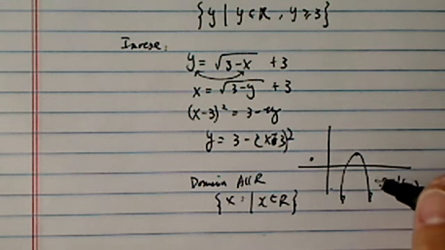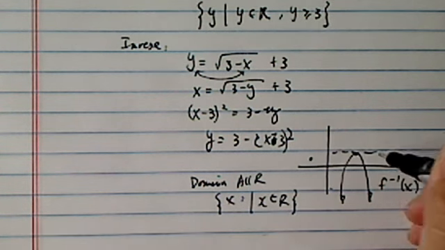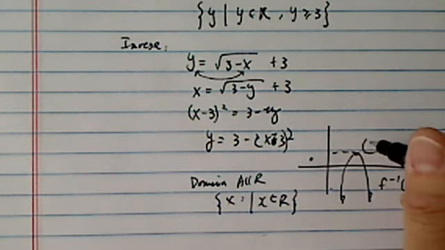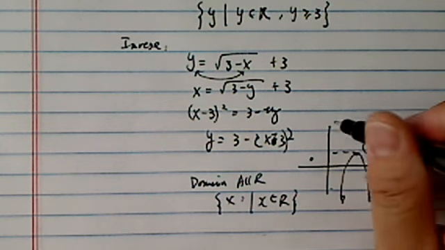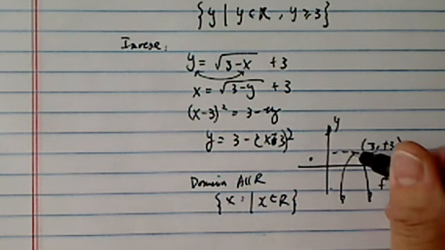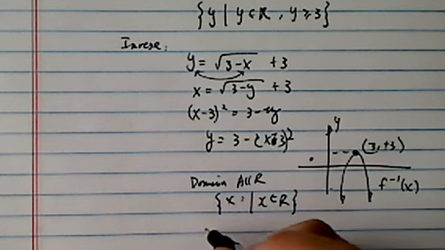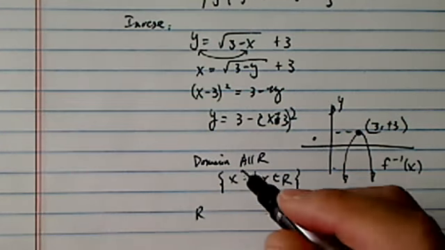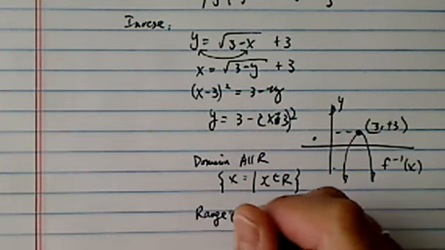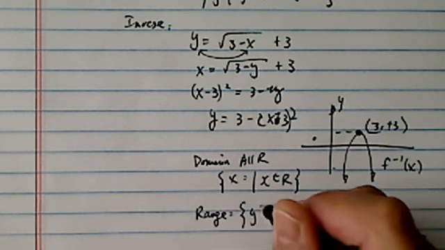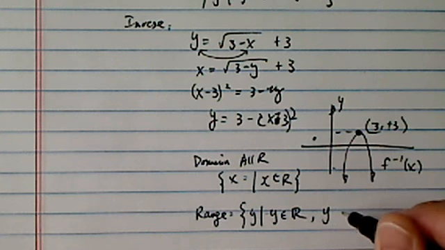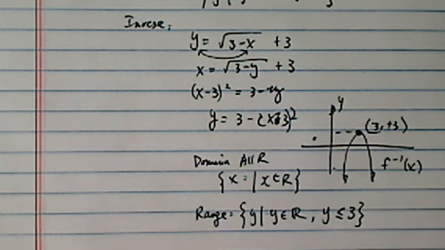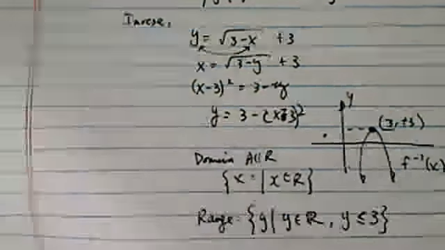is actually a flipped-over parabola, with the vertex at positive 3, positive 3. So all the possible y values are going to be less than or equal to 3. Okay, so the range is y such that y belongs to the real numbers and y is less than or equal to 3. All right, this is the first example.